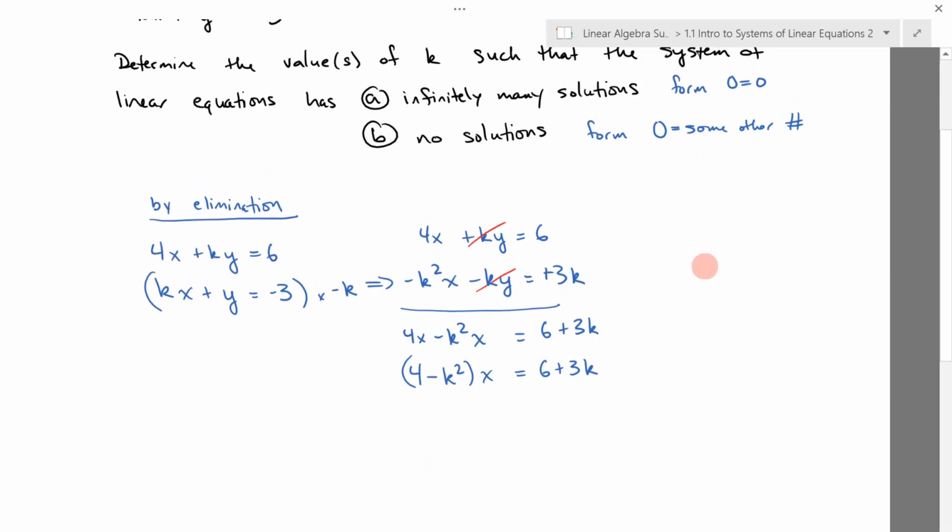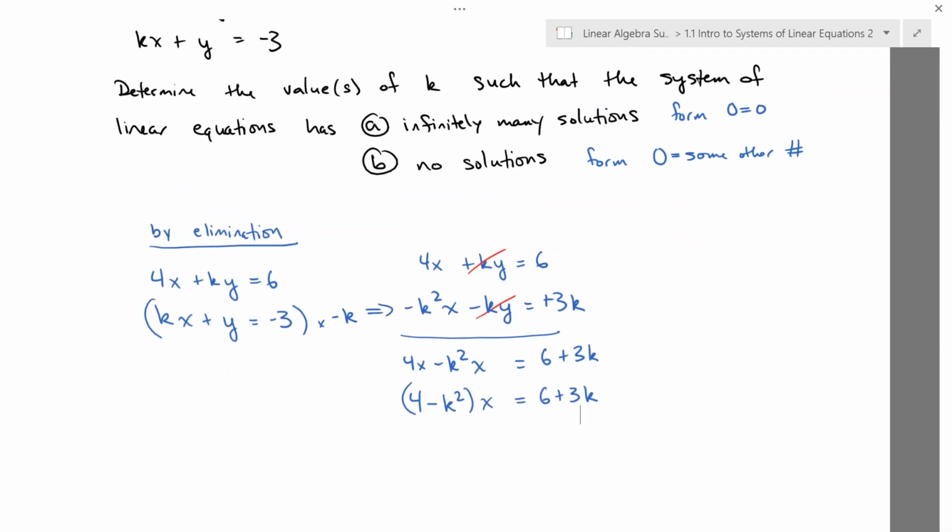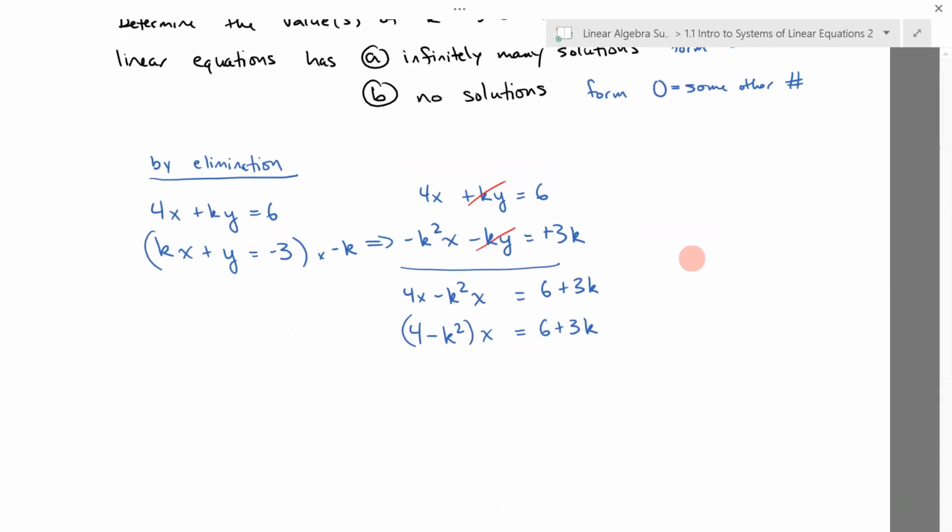So now we get this thing. So where am I going with this? Going back to what we said before, we need the form to be 0 equals something. So I need the left-hand side to be equal to 0. Well, this whole thing becomes 0 if x is being multiplied by 0. So on the left side, I need the coefficient to be 0. So we must have 4 minus k squared equals 0. And then from here I can figure out what k is, right?